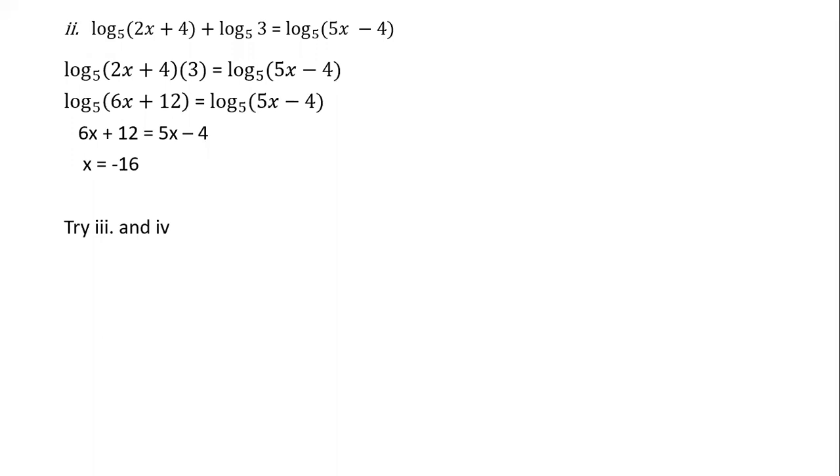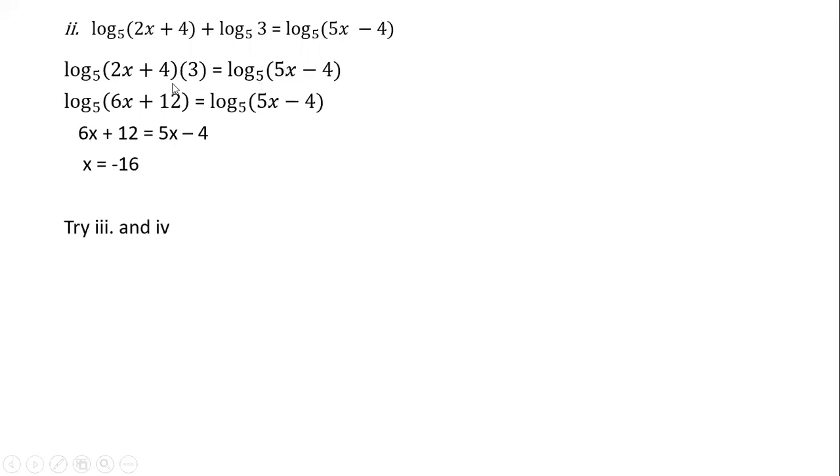Second example: log base 5 of (2x plus 4) plus log base 5 of 3 equals log base 5 of (5x minus 4). The law applies when we have one term on the left side and one term on the right side. If you have more than one, you have to simplify to make it one. Taking the left hand side, we have log base 5 of (2x plus 4) plus log base 5 of 3. The same base, hence we can apply the first law, the multiplication law, by multiplying the numbers 2x plus 4 and 3. That gives us log base 5 of (2x plus 4) times 3, now equal to log base 5 of (5x minus 4).